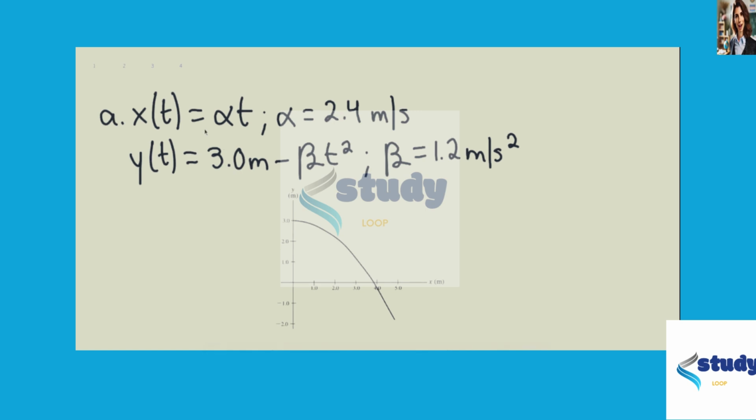So here we have the x position in terms of time and the y position in terms of time. Alpha and beta are defined, alpha being 2.4 meters per second and beta being 1.2 meters per second squared. This would be graphed from essentially 0 seconds to t less than or equal to 2.0 seconds. So essentially, this is what the graph is representing, and this would be for part A.